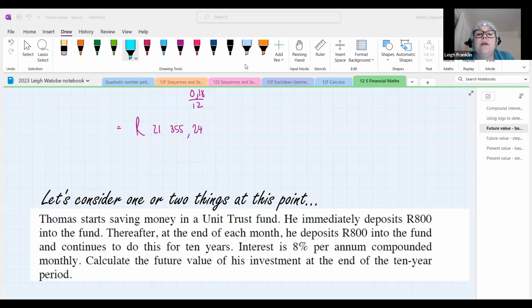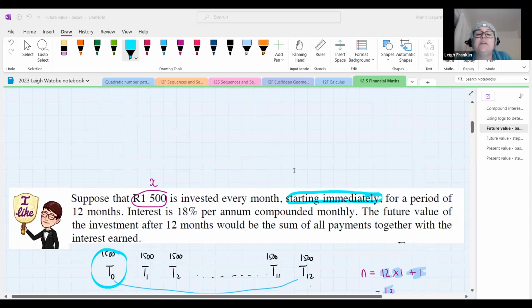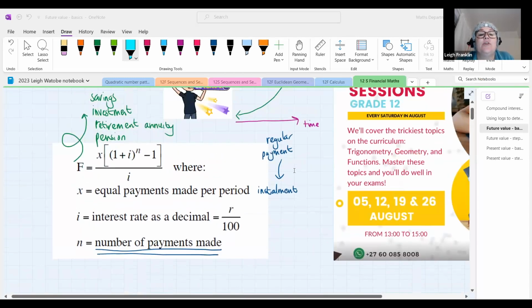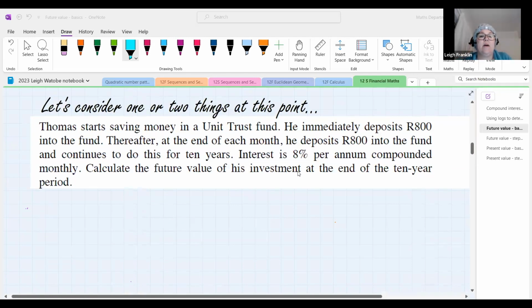Yeah, sure, Nkaniso. So DeAndre, if there is no immediate payment, then no, you would not add 1 to your end value. Sometimes you do if it says starting immediately. If it doesn't say starting immediately, then you wouldn't. Okay, and we're going to look at both situations. All right, there's the formula again quickly. All right, and I'm going to go back down.